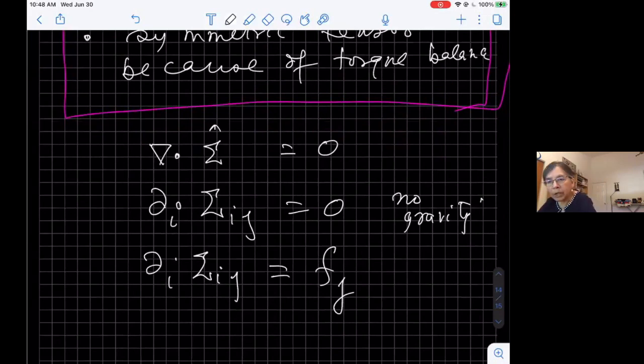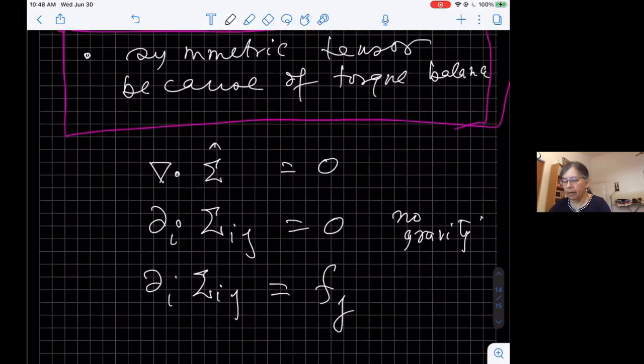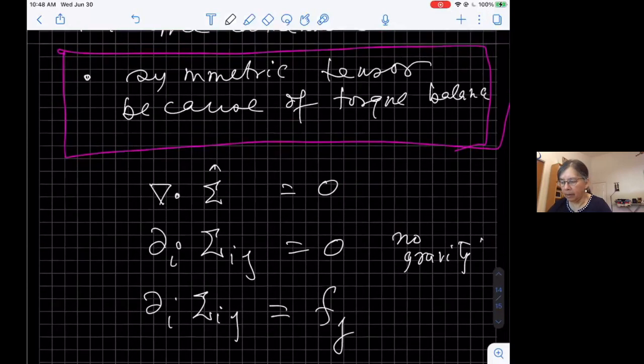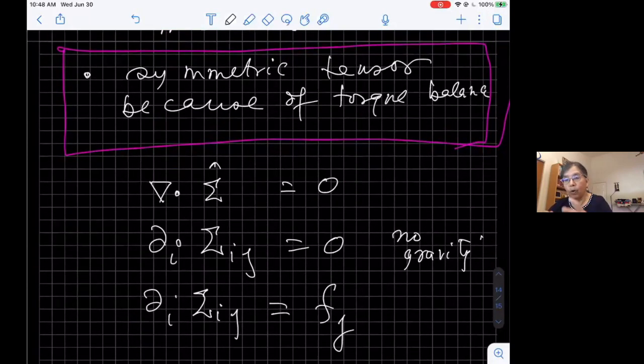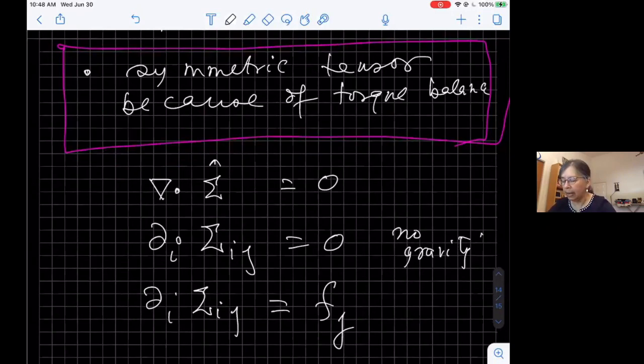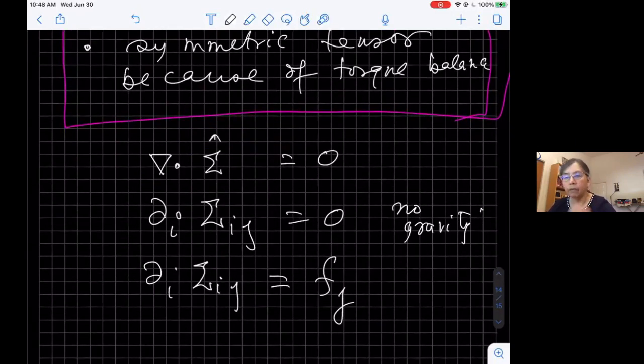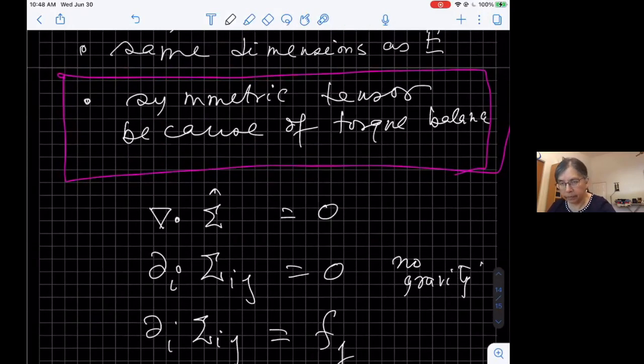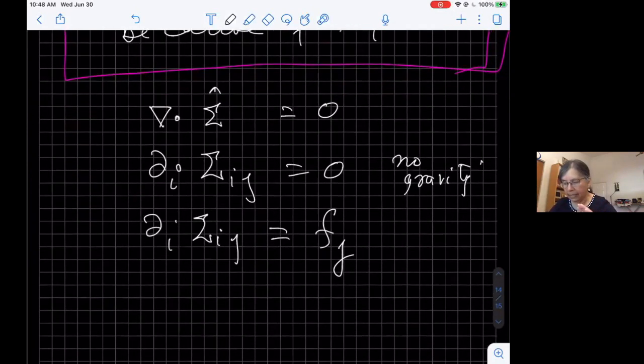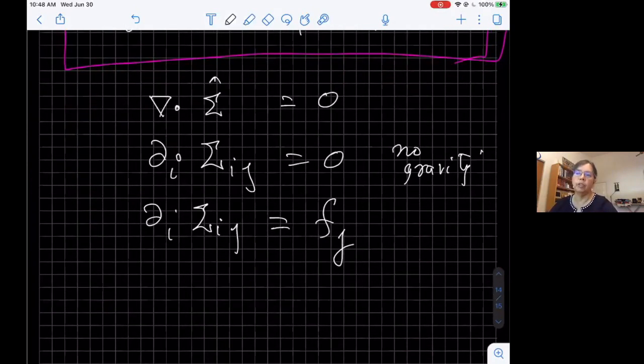So in a continuum sense, once I have coarse grained this, and actually this works at the grain level too, at every level, the divergence of the stress tensor is zero. The divergence of this force moment tensor. So I have a quantity which is symmetric, except for boundary terms, and its divergence is zero.